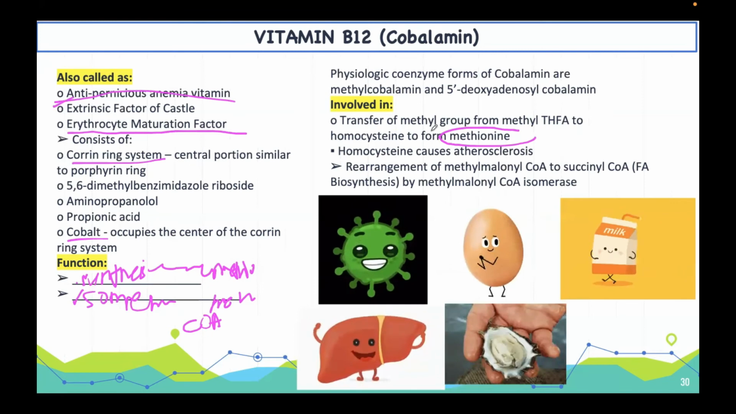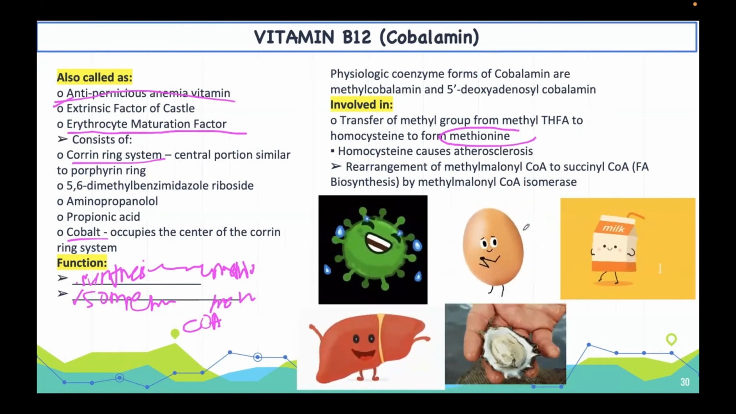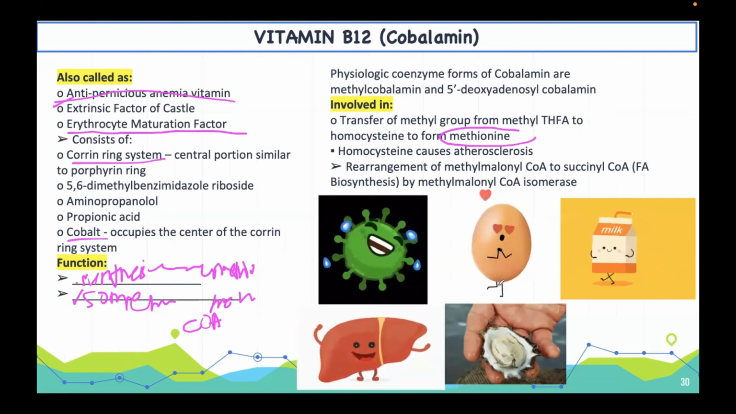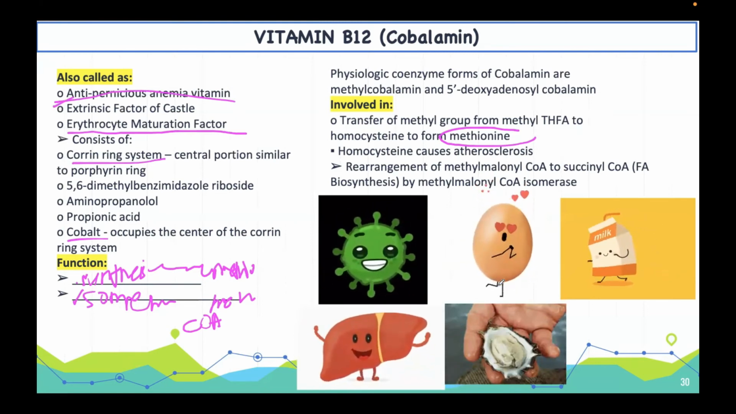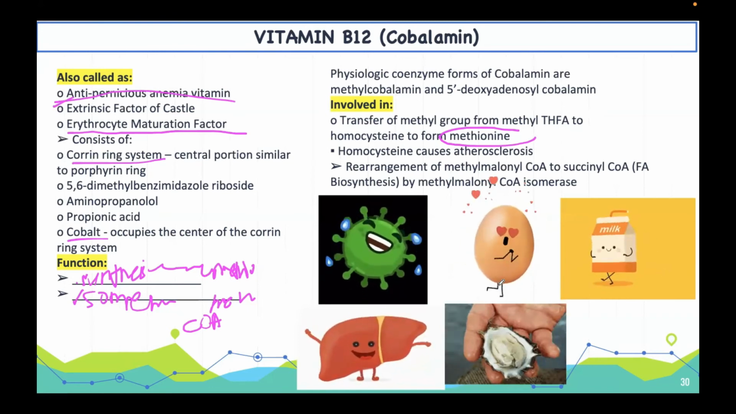atherosclerosis. So what are the food sources of your vitamin B12? Usually, it comes from your egg, your milk, liver, yung mga oyster natin. But it can also come from yung mga tinatawag nating bacteria, bacterial flora.